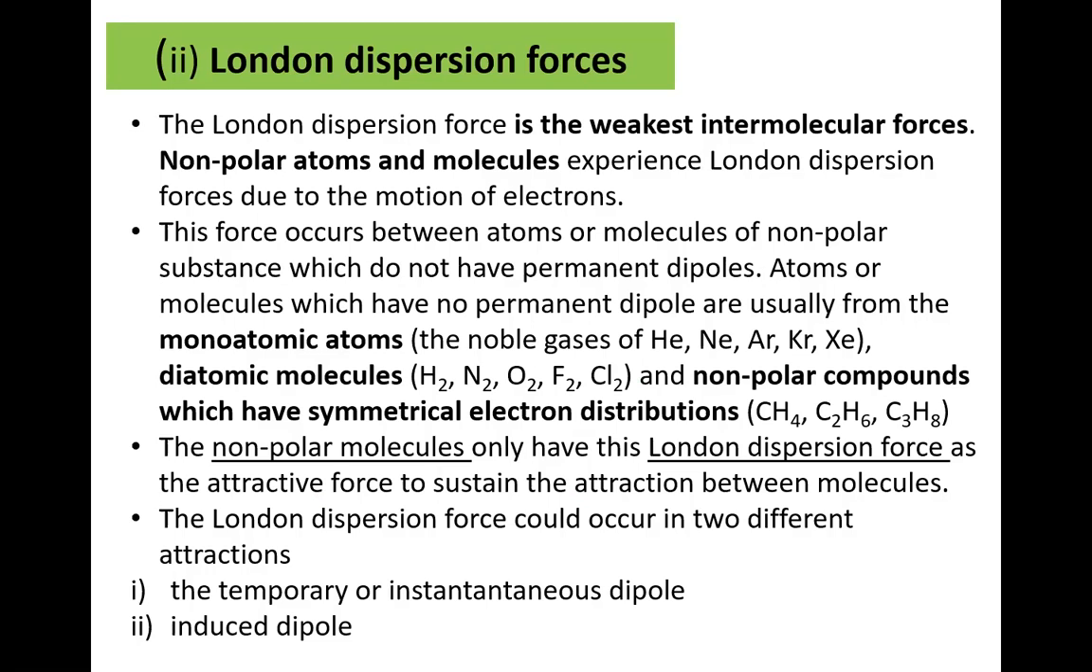Atoms or molecules which have no permanent dipole are usually monoatomic atoms, which are the noble gases helium, neon, argon, krypton, and xenon, or diatomic molecules such as hydrogen, nitrogen, oxygen, fluorine, and chlorine, and non-polar compounds which have symmetrical electron distribution, for example, methane, and so on.